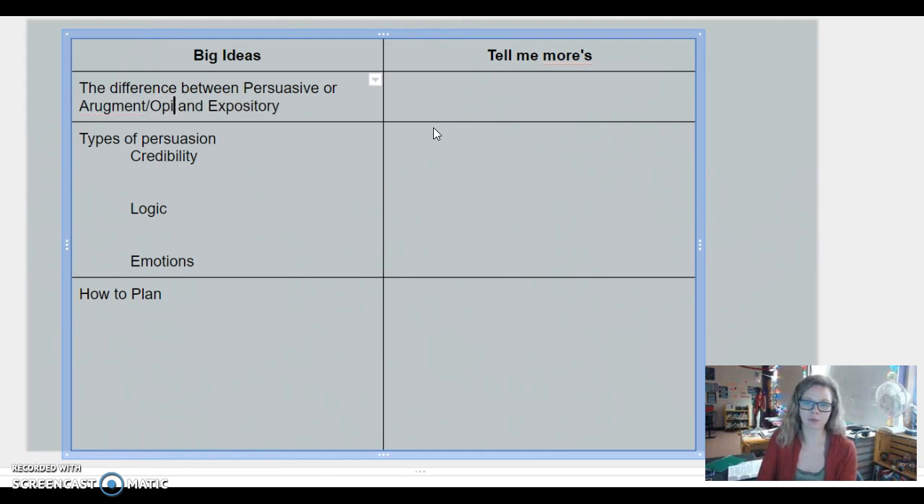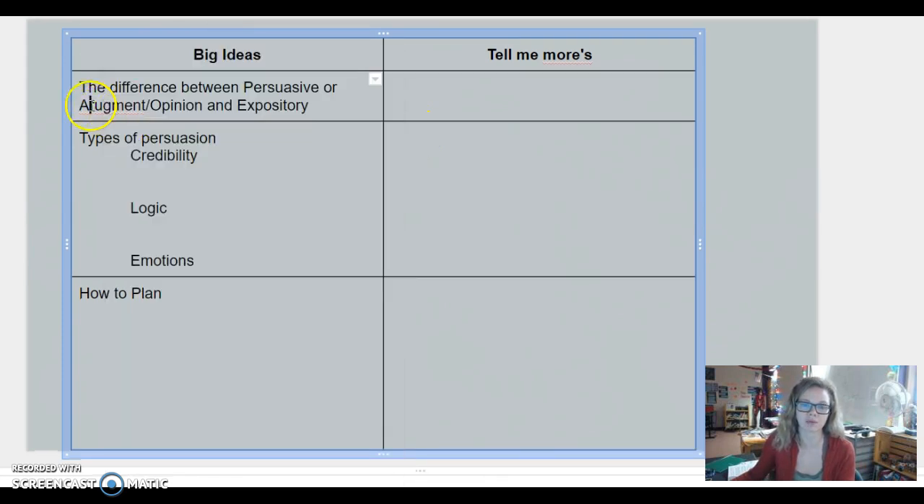I keep saying persuasive / argument opinion because it's called many different things. It really doesn't matter what you call it. It's all the same concept. Persuasive writing or argument opinion writing. It used to just be called persuasive. Now sometimes it's called argument opinion. It really doesn't matter. But if you hear either or, we're talking about the same thing.